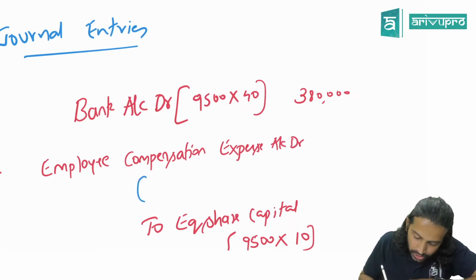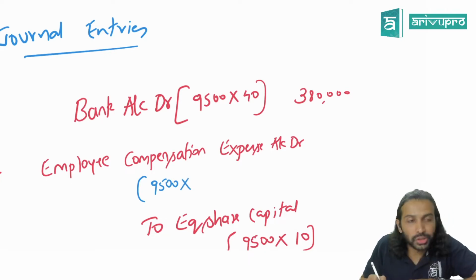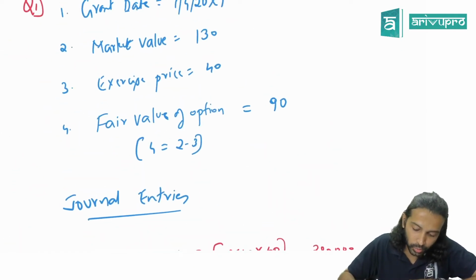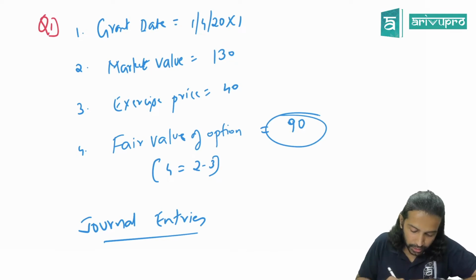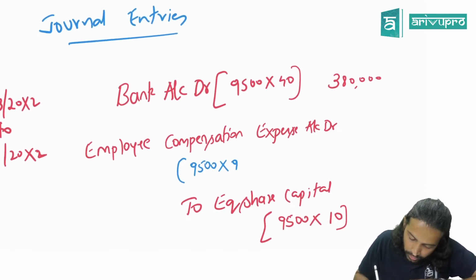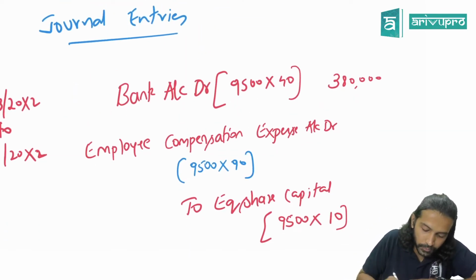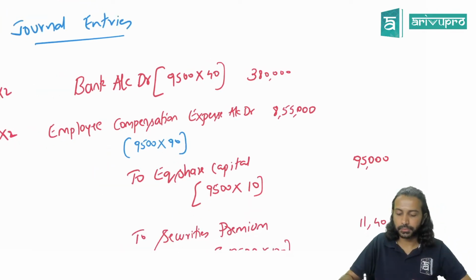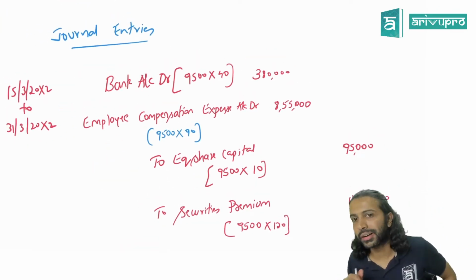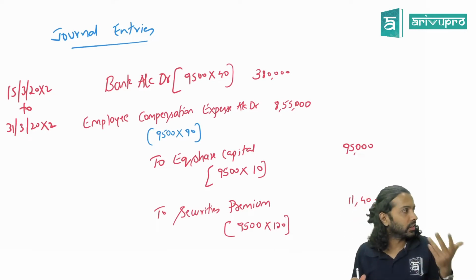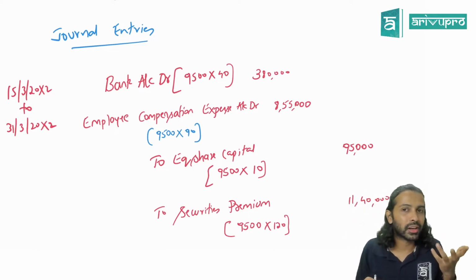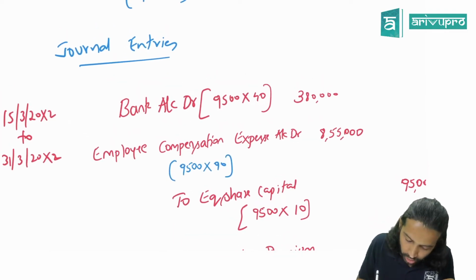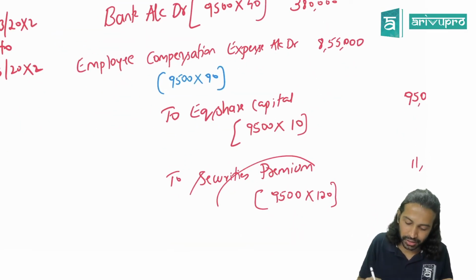How many shares did you give to the employees? 9,500. How much is the discount you gave, sir? 90 rupees. So you do 9,500 into 90. How much are you getting? 8 lakh 55,000. Now the journal entry should match. Check. Did you understand? You are giving shares at a lesser price, so your company is facing a loss. That loss should be accounted, and the securities premium has to be accounted.